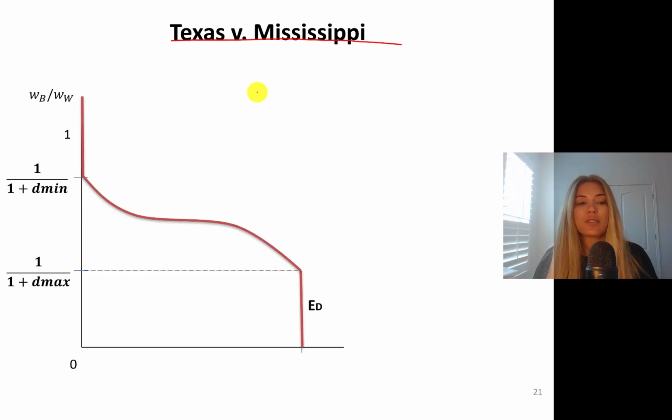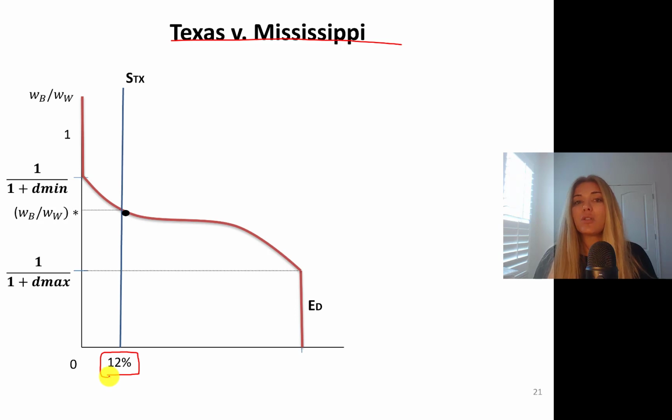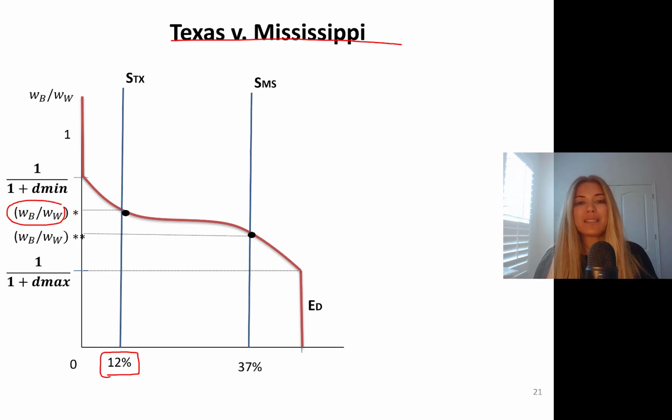Examples: Texas versus Mississippi. Let's say the discrimination coefficient distribution looks like this. In Texas, we have a lower black population. For instance, Corpus Christi has a very small black population. Here is the black-white wage ratio. If you look at Mississippi, the black population is much higher, so supply goes up in the presence of unfortunately discriminatory firms. Even if they had the same discrimination coefficient distribution, you're going to see a lower black-white wage ratio in Mississippi.